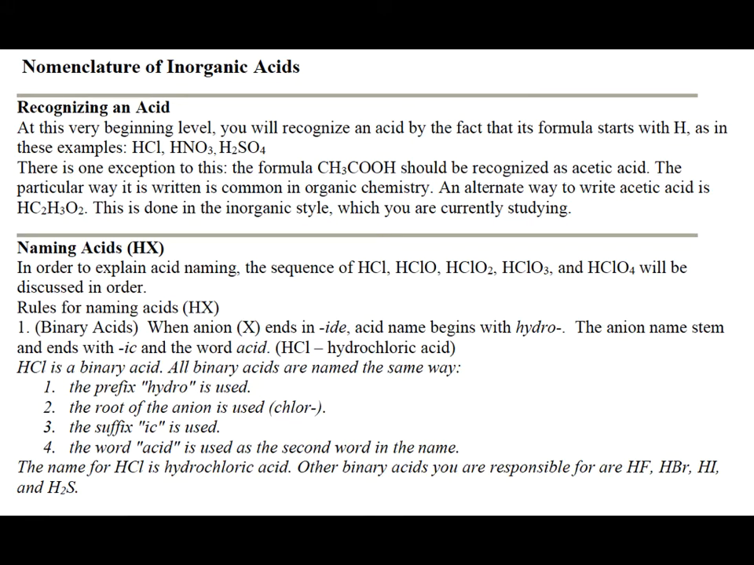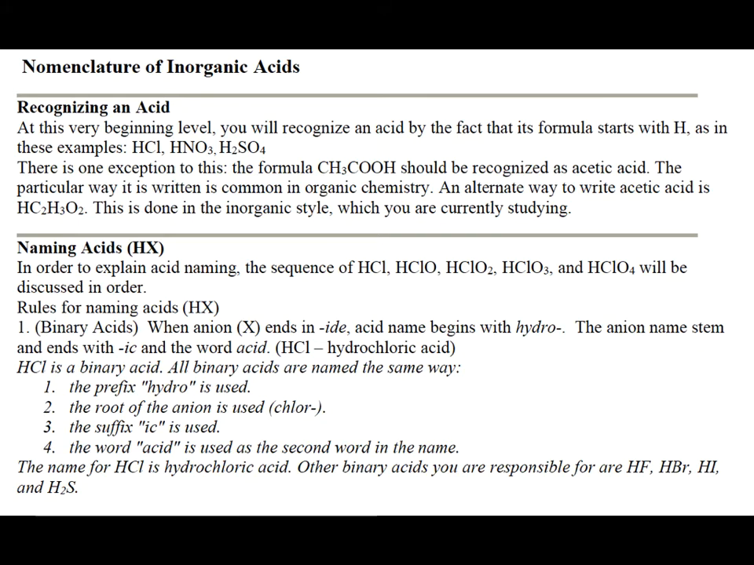There is one exception to the rule, and that is for acetic acid, and that is CH3COOH, where the acid H is the one on the right side. This is the way it's written in organic chemistry, but the way that we're going to write it is what you see here, HC2H3O2. So it's a hydrogen ion with an acetate ion. This is the inorganic style, which we are currently using. So to name acids, in order to explain the sequence, I'm going to use HCl, HClO, HClO2, HClO3, and HClO4.